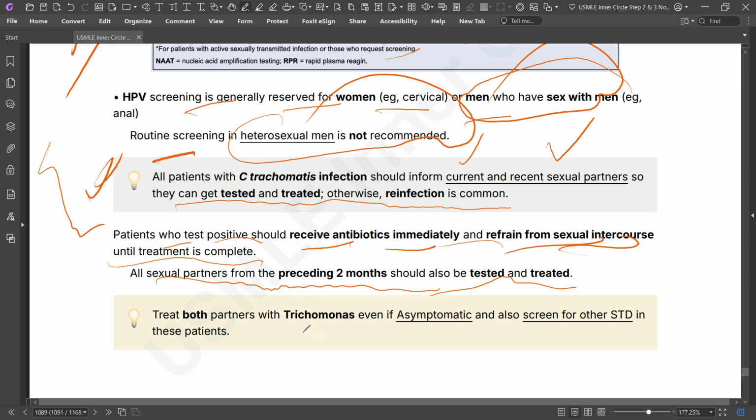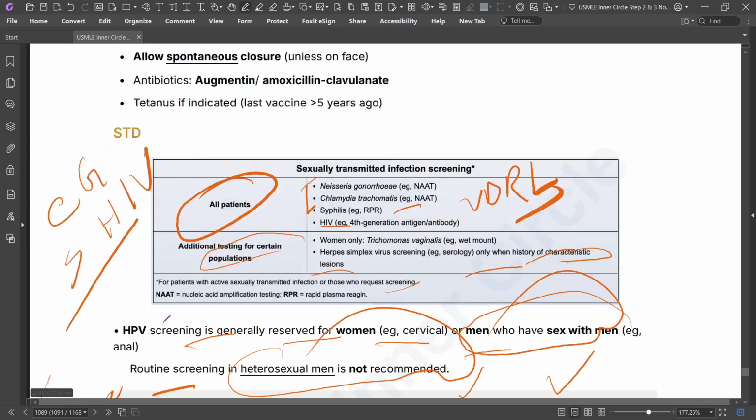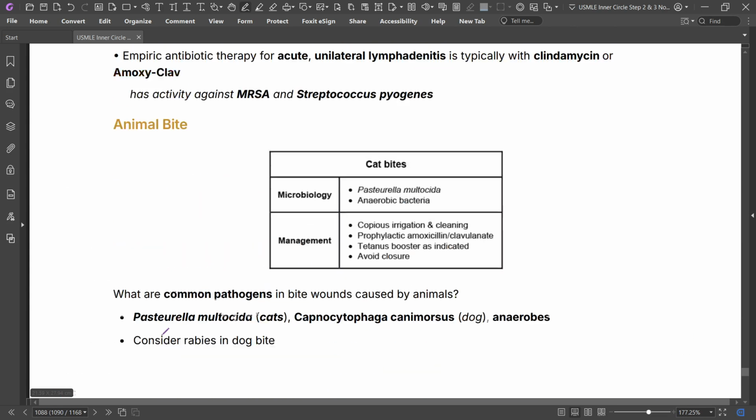Treat both partners for trichomonas even if asymptomatic, and also screen for STDs in these patients. For STDs, the four tests are gonorrhea, chlamydia, syphilis, and HIV.